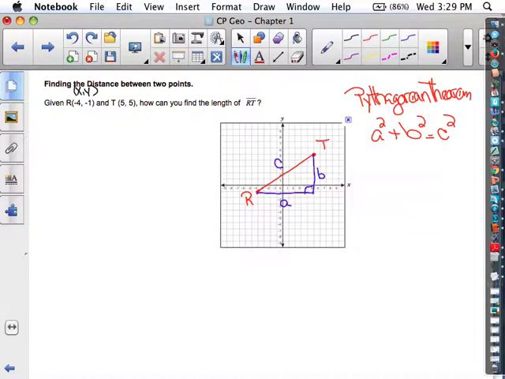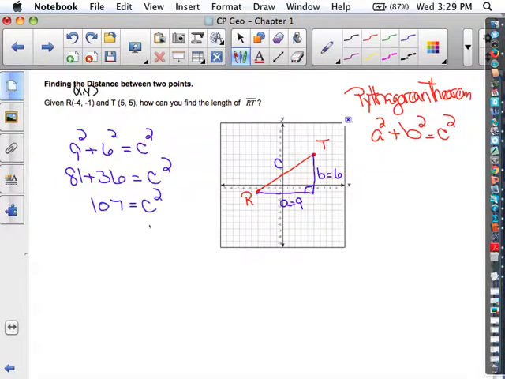So you can simply look at the length of A, which would be 9, the length of B, which in this case would be 6, and you could use the Pythagorean theorem: 9 squared plus 6 squared equals C squared, so 81 plus 36 equals C squared, so 117 equals C squared. Therefore, C is equal to the square root of 117.